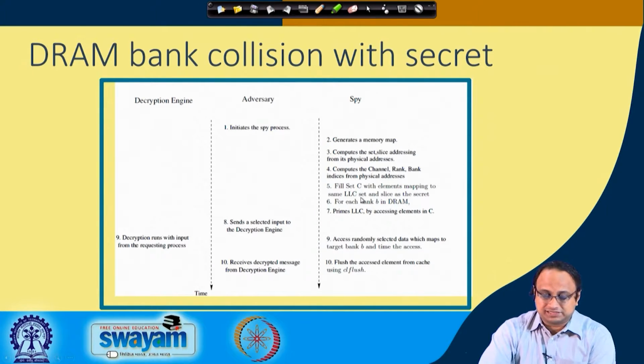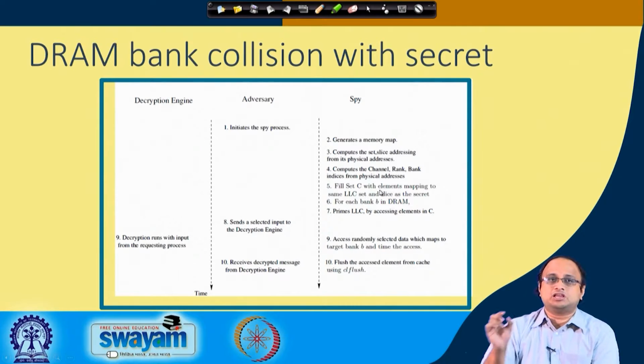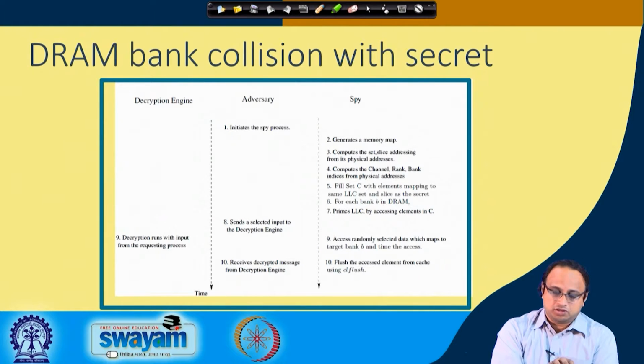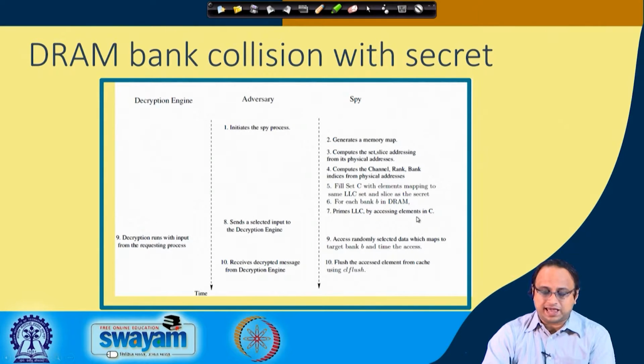with elements mapping to the same LLC set and slice as the secret. The idea is that for each bank B in the DRAM, for each rank, bank, from your physical address, which you have obtained by doing pagemap, you can calculate the corresponding bank number using the equations BA0, BA1 and BA2. There are 8 possible banks. So you start targeting one of the banks, for example bank 0. If you target bank 0 in the DRAM, you prime the LLC by accessing these elements in the cache. So now you start the actual attack.